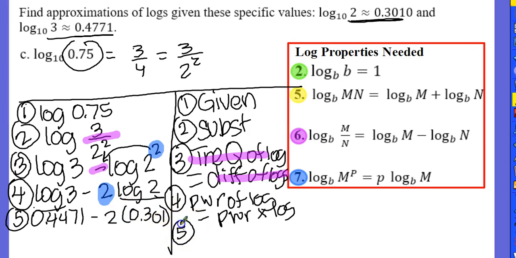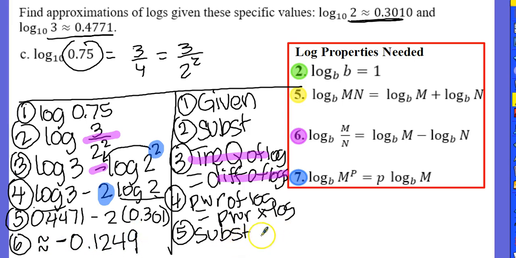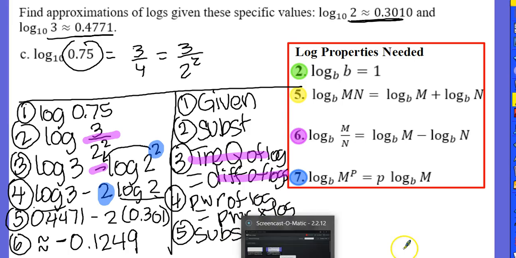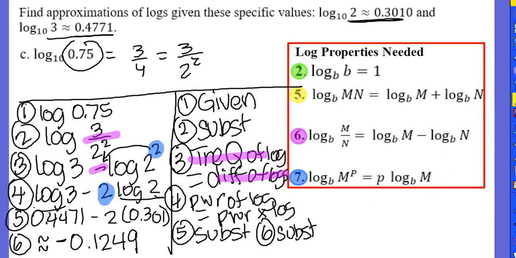Okay, that's substitution, correct? And then all I do is plug that into my calculator, and I get the answer, approximately negative 0.1249. And step 6 is also substitution. I ran out of room. I'm going to go back and highlight the fact that I connected those two statements in blue with statement 4.